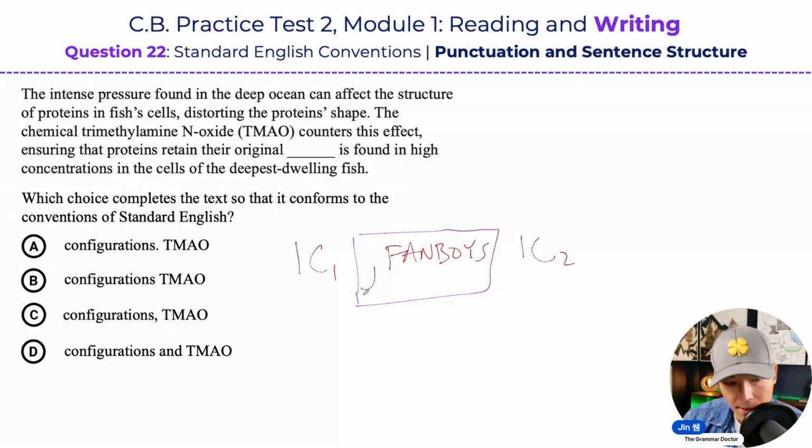So I think you guys know this. F stands for for, A stands for and, N stands for nor, B stands for but, O stands for or, Y stands for yet, and S stands for so. Right, so combining a comma plus a FANBOYS word is a grammatically correct way to connect or separate two independent clauses. Okay, and so those are the three most common ways.